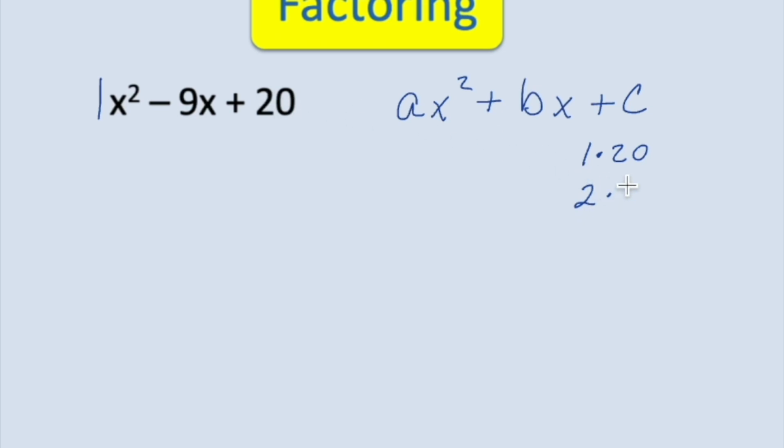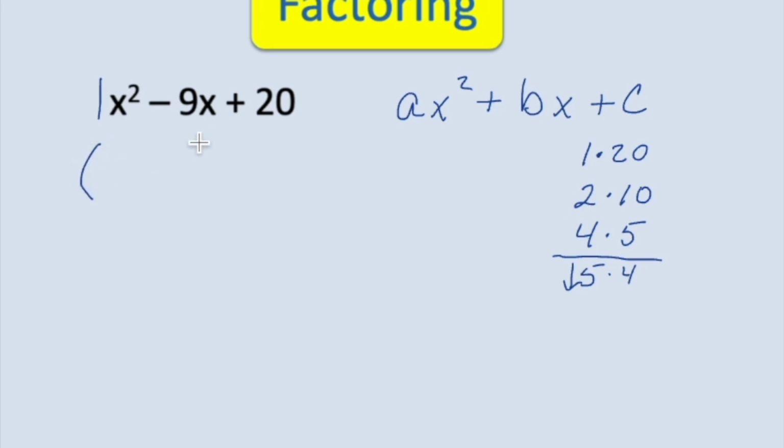So we have 1 and 20, 2 and 10, 4 and 5, and then it reverses and goes 5 and 4, so they kind of intersect here. This would be 5 and 4, so there's really no point ever looking at these factors down here because they're the same ones. So which ones would add or subtract and equal 9? I worry about the signs later. Well, 5 and 4 would be the ones that would add up to be 9.